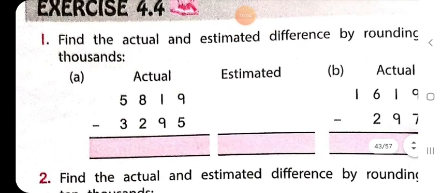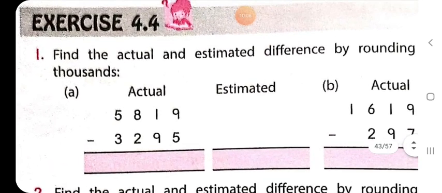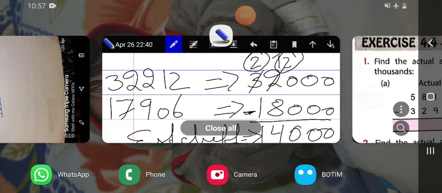The sum is A part of 4.14: 5,819 and 3,295. As you can see in the question, we have to find out their actual difference and the estimated difference also. So first of all, what will we do? We will estimate these numbers and then we will find their actual and estimated difference. Let's start.